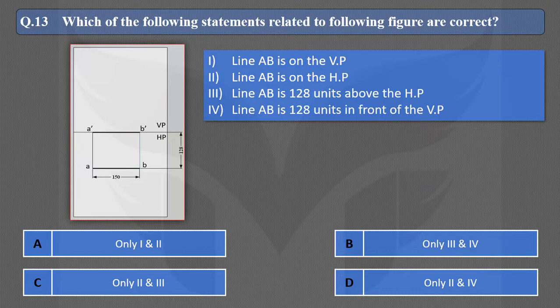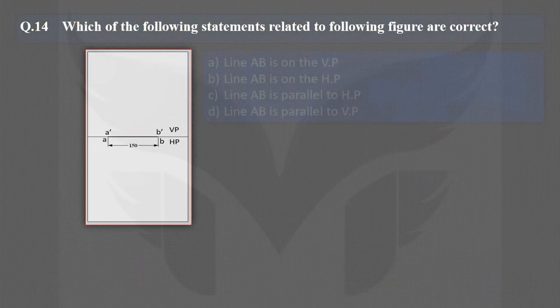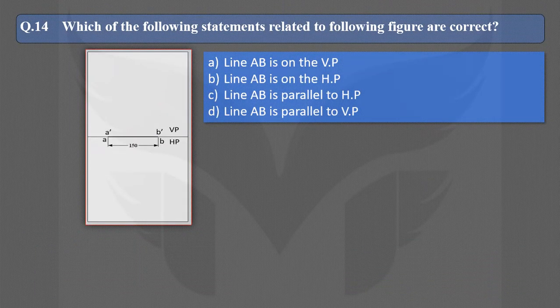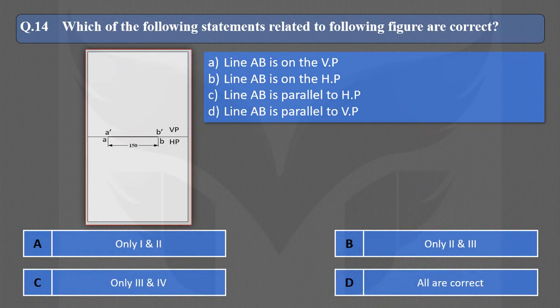So the correct option is option D. Next question is, which of the following statements related to the following figure are correct? And here are the options. First, line AB is on the VP. Second, line AB is on the HP. Third, line AB is parallel to HP. And fourth, line AB is parallel to VP.